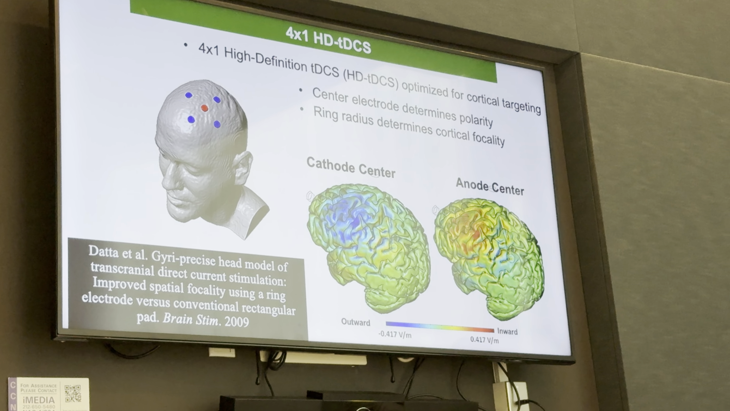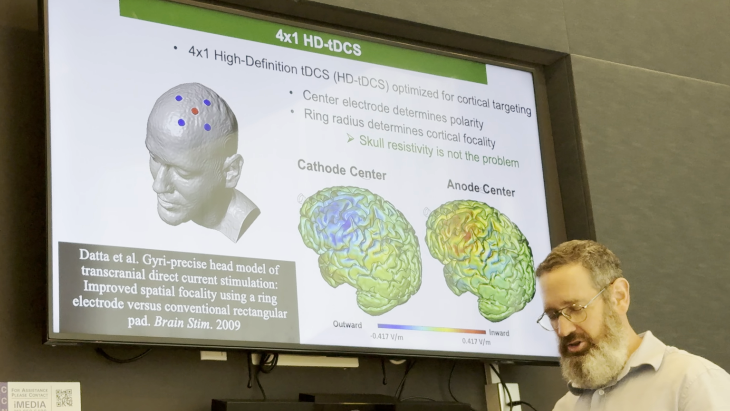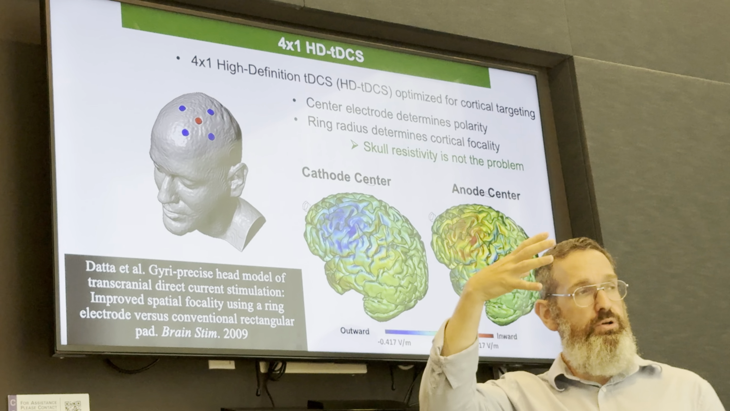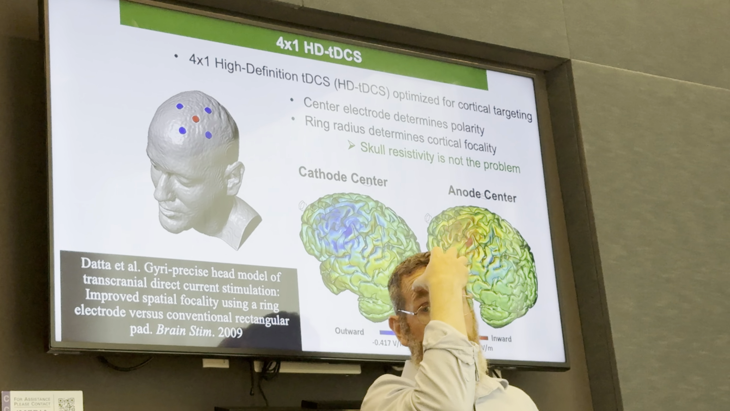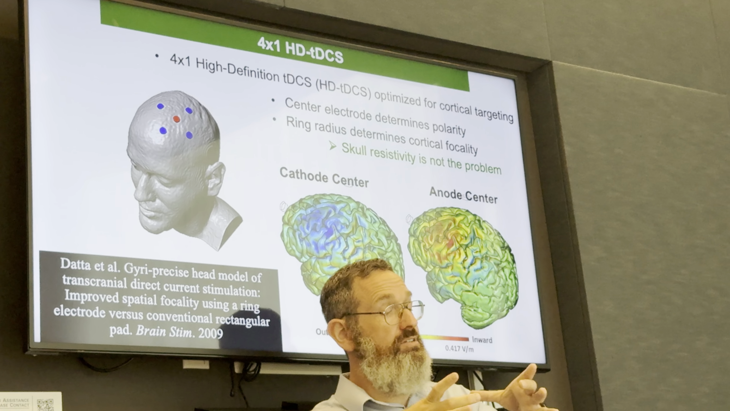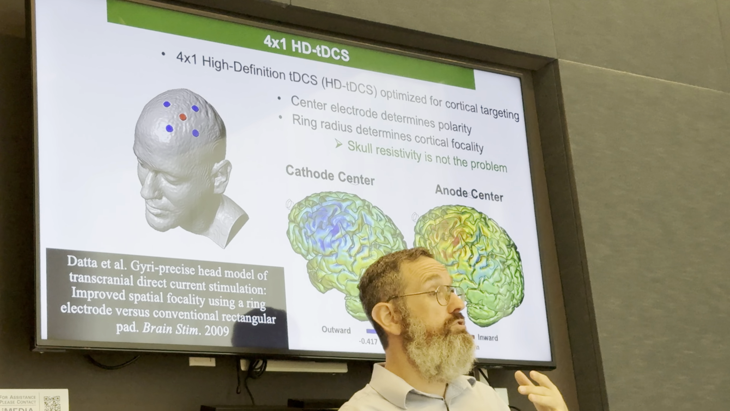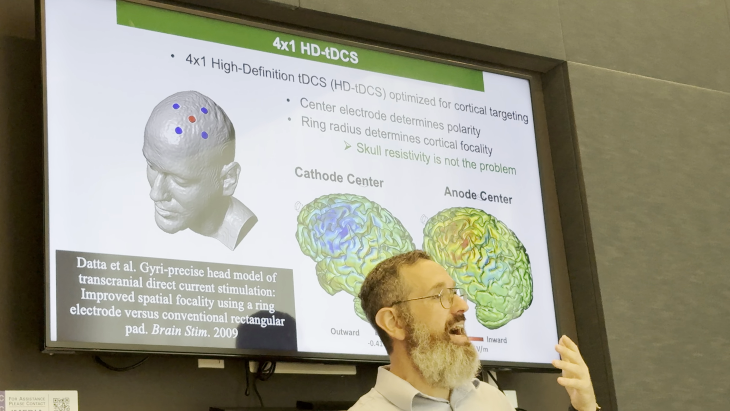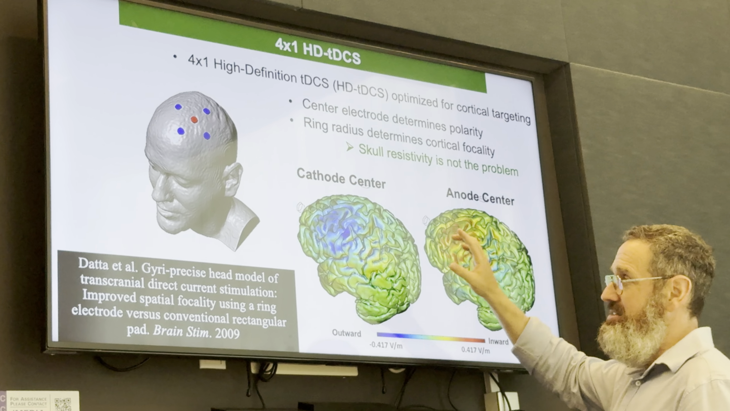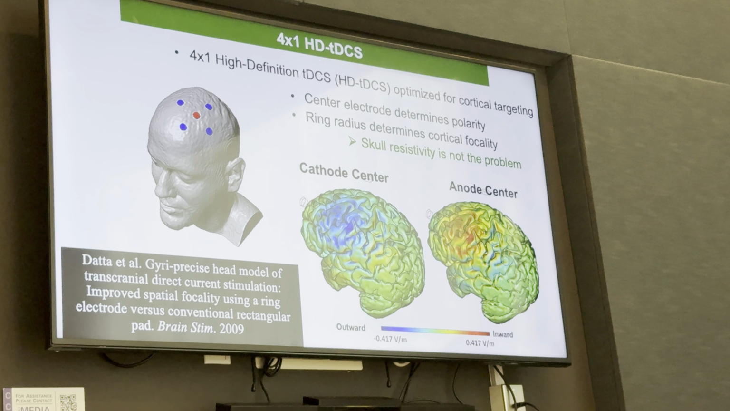It has a lot of variability, a lot of flexibility. So you can put this 4x1 over any cortical part that you want to influence. And by making the ring tighter and tighter, the ring, I mean the 4 electrodes on the outside, you can make it more and more focal, to the point that 4x1 high definition can be as focal, right, as TMS. This notion that the skull is somehow an issue turns out not to be the case.